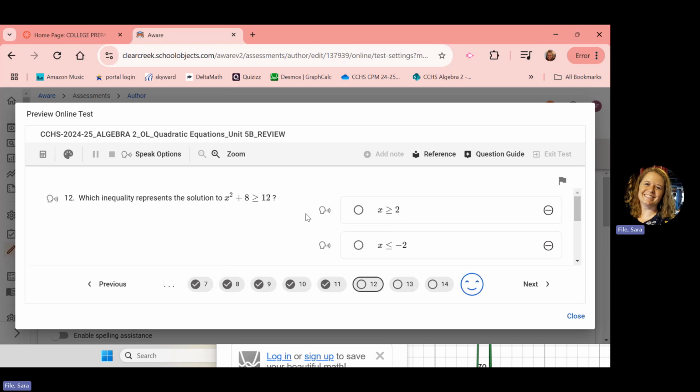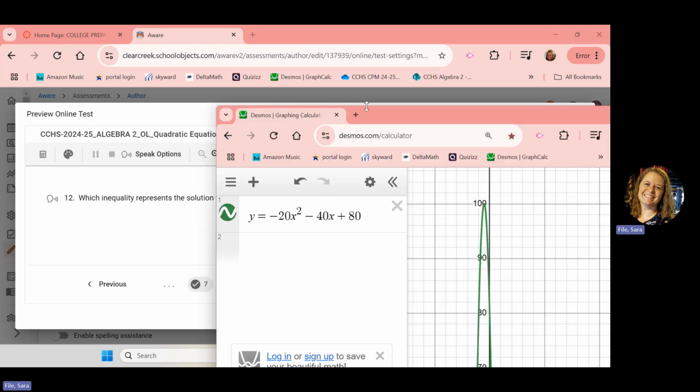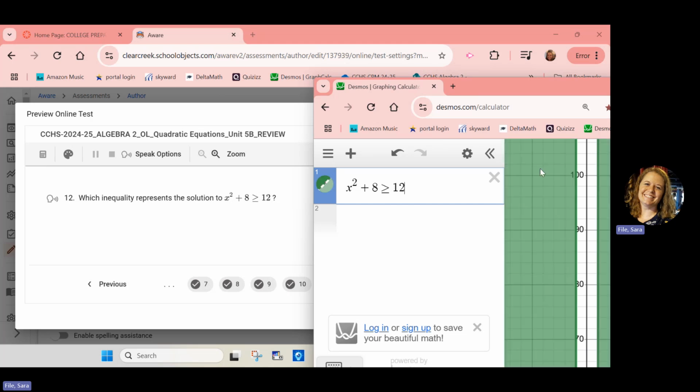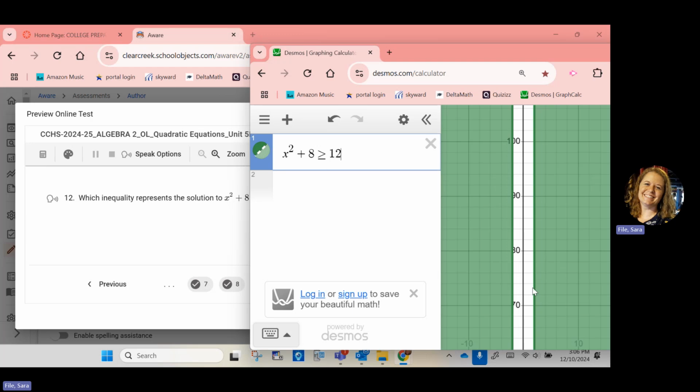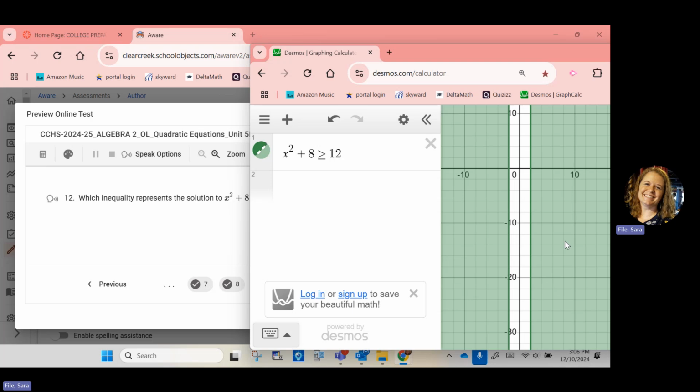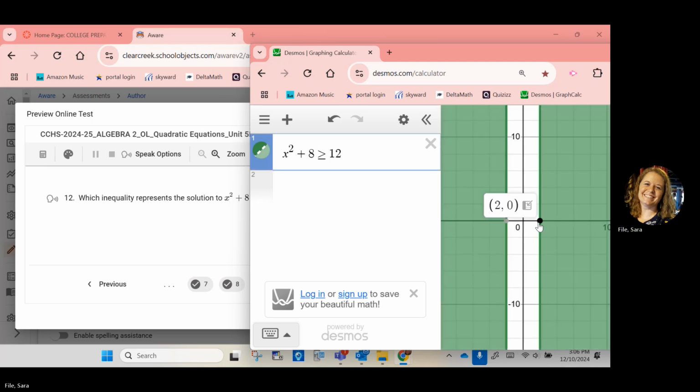Which inequality represents the solution? Okay, so this is another one where we can just graph the inequality. So x squared plus 8 is greater than or equal to 12. Now this time your answer choices aren't number lines, so it's not a picture answer choice. Okay, get to the x-axis here, but that's okay. So it's to the left of -2 and to the right of 2, and these are solid lines, so they're included. So your solutions can be less than -2, or they could be greater than +2.